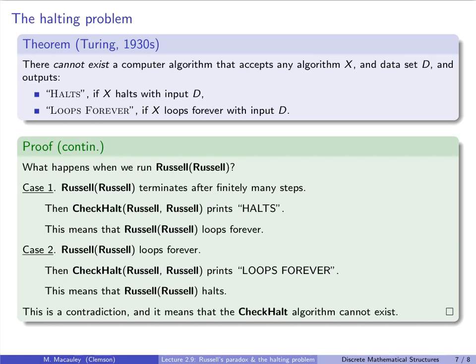Well, if Russell of Russell terminates after finitely many steps, then by construction, how we set it up, it actually must loop forever, which is impossible. So that means the other case must be true. Russell of Russell loops forever, but that is also impossible because by construction, that means that Russell of Russell must halt. So neither of these cases are possible, so such a program cannot exist, and the only reason we thought it could exist is because we assumed that check halt existed. So there is our contradiction.